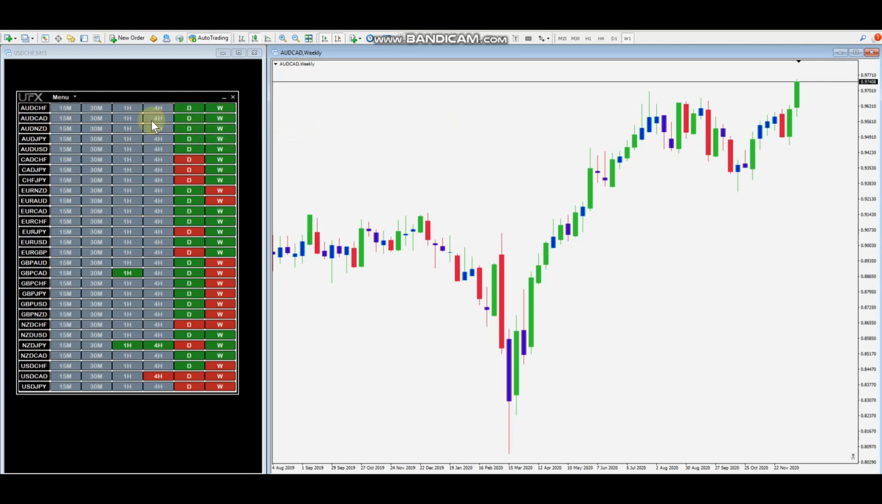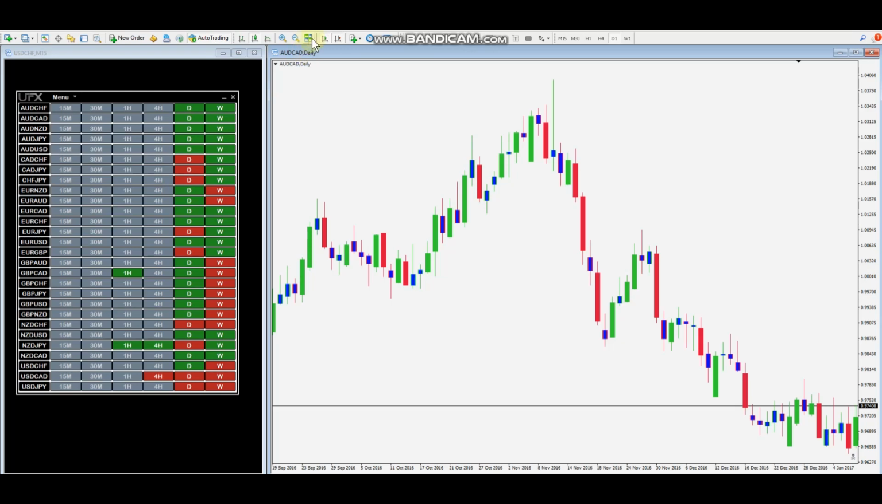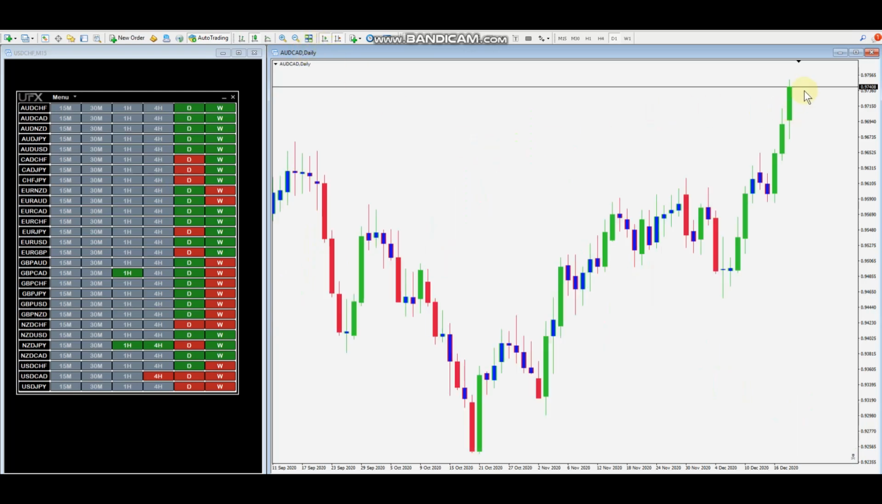Okay, now we'll jump over to the daily here on the Aussie CAD. Starting with the current candle, we're going to work our way back. And you can see this is where the change happened right here. We went from a red, had a couple pause candles here, and then a green bullish candle, which would have changed the trend direction to green, to bullish.